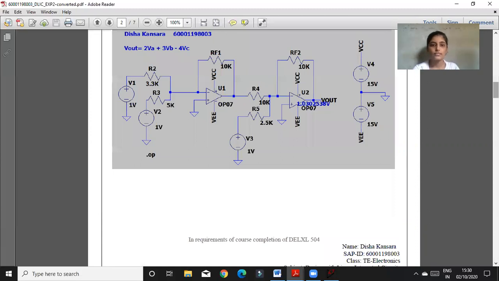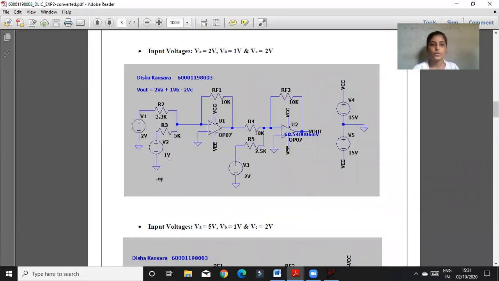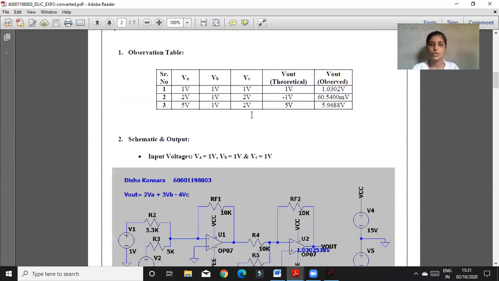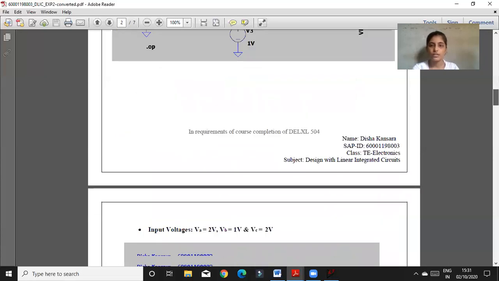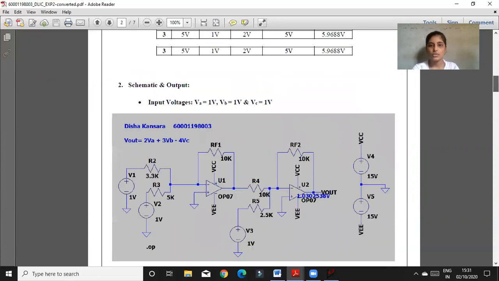For the second equation, I gave the inputs V1 as 2 volts, V2 as 1 volt, and V3 as 2 volts. So this is my second circuit of the linear equation, where my theoretical calculation is minus 1 volt, and I got an output of 60.5400 millivolts, which is approx minus 1 volts.